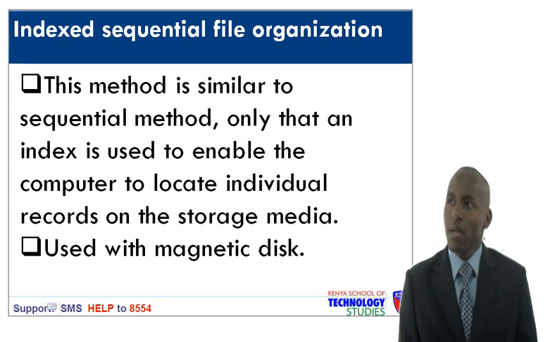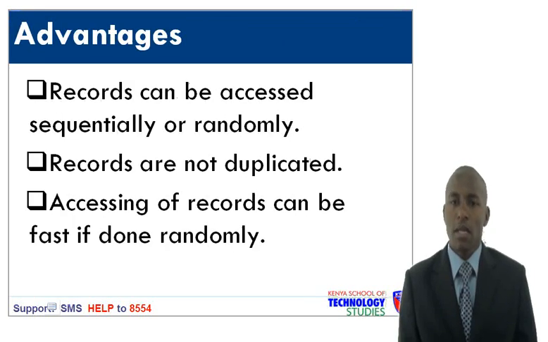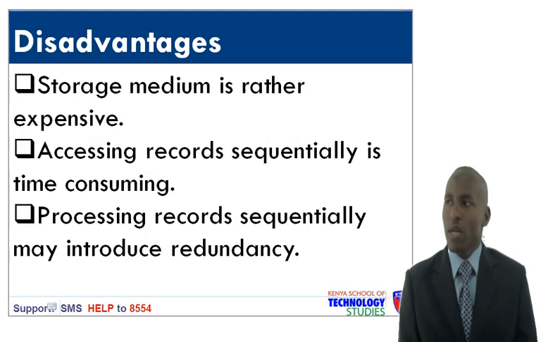Index sequential file organization. This method is similar to sequential method, only that an index is used to enable the computer to locate individual records on the storage media. It is mainly used with magnetic disks. Advantages. Records can be accessed sequentially or randomly. Records are not duplicated. Accessing of records can be fast if done randomly.